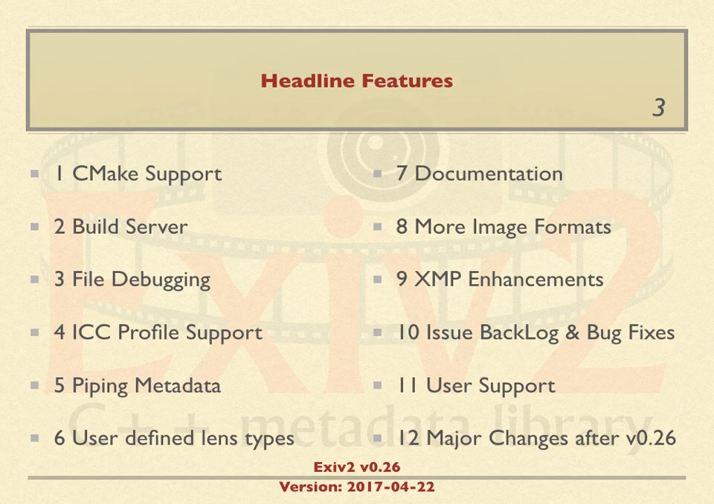There are 12 major features in the new release. Time doesn't permit me to dive into them, and so I'd like to highlight the most important. 1. We have comprehensive build and test machinery. This release adds support for CMake with Visual Studio. 2. We have a build server and publish nightly, weekly, and monthly builds on 16 platforms. 3. We have added file debugging features for many file formats. 4. We have added support for ICC profiles. Ladies and gentlemen, there are many other features that have been improved and added.